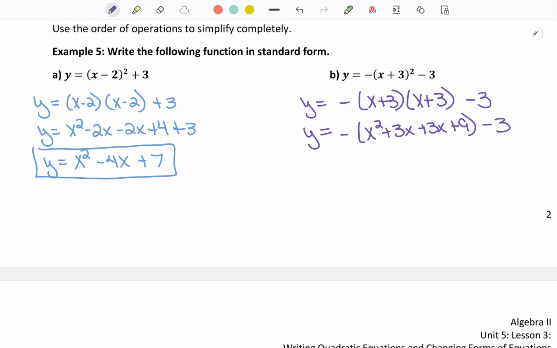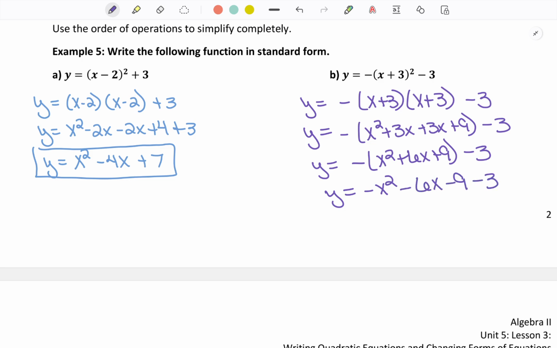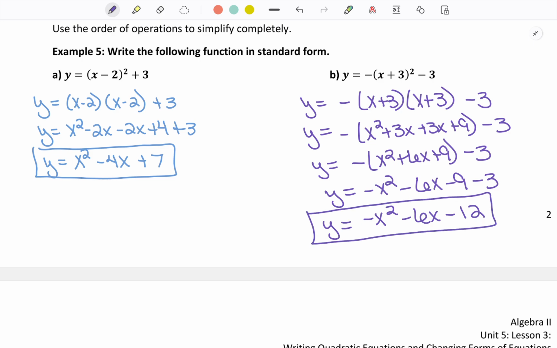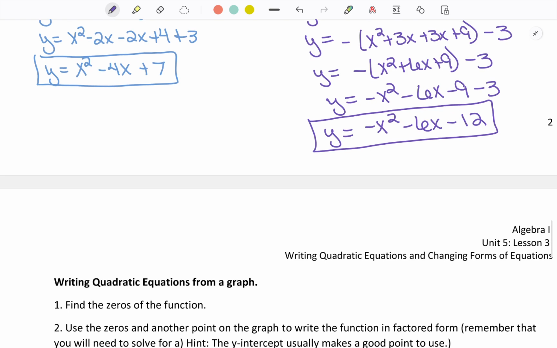So we just used FOIL to get x squared plus 3x plus 3x plus 9. That gives us x squared plus 6x plus 9, and then minus 3 with the negative on the outside. So then y equals negative x squared minus 6x minus 9 minus 3. And so when I combine those constants, I have negative x squared minus 6x minus 12. And that is my final answer in standard form.